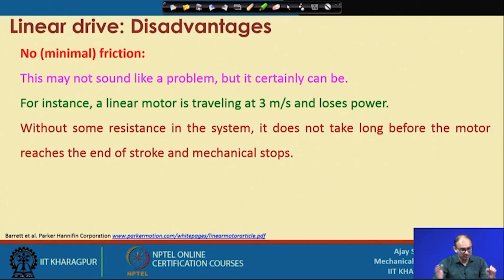So, you have to have some type of stopper, so that even if there is a power supply or a power backup, you can smoothly reach one location. Or you put some stopper so that it will not directly strike the end position or the limit switches. So, those are the disadvantages of the linear drive.